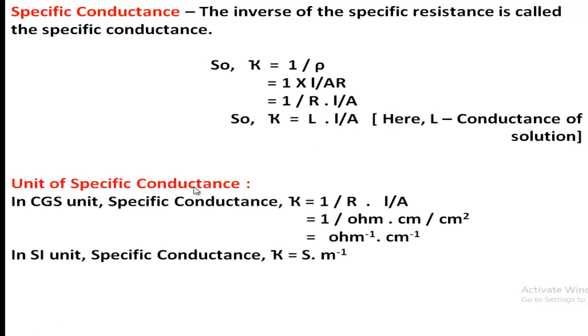Now, the unit of specific conductance. In CGS unit, specific conductance kappa equals 1 by R into L by A. So 1 by ohm into centimeter, L is centimeter, divided by centimeter square. So finally we will get per ohm per centimeter. The CGS unit of specific conductance is per ohm per centimeter. And in SI unit, specific conductance is Siemens per meter.